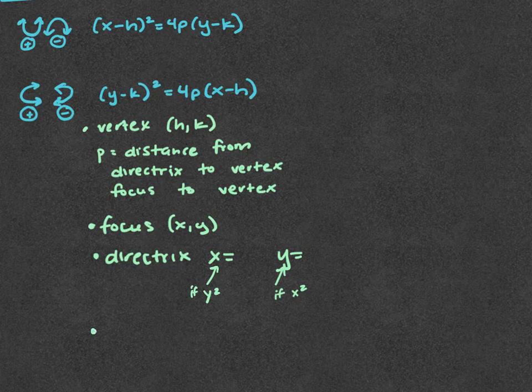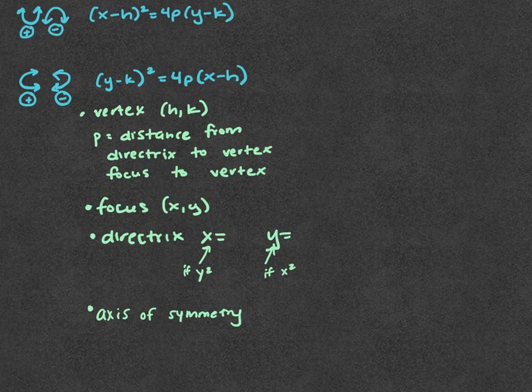The last thing you'll have to find on this is the axis of symmetry. And this is also a line. It's an x equals h if it is an x squared parabola, and it's a y equals k if it's a y squared parabola. So if it opens up or down, my axis of symmetry is x equals the h value. If it opens right or left, it's y equals k.